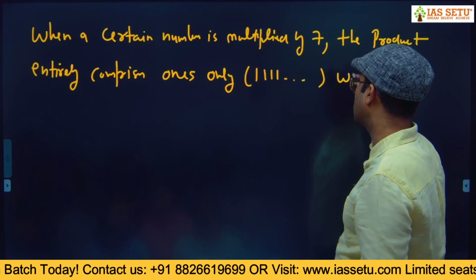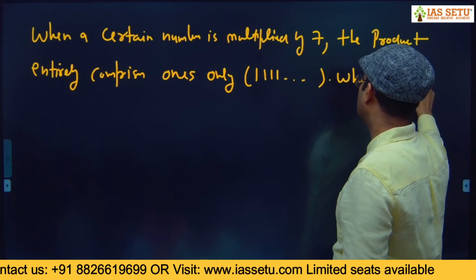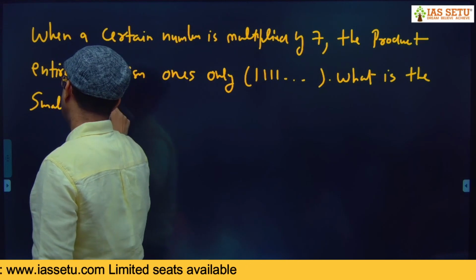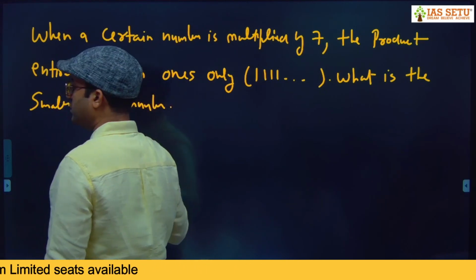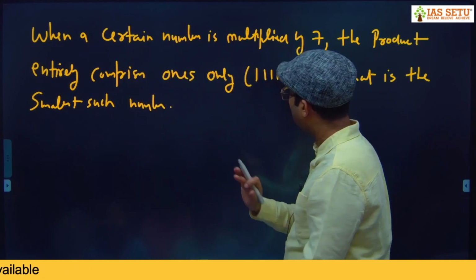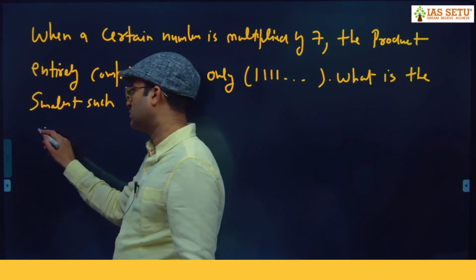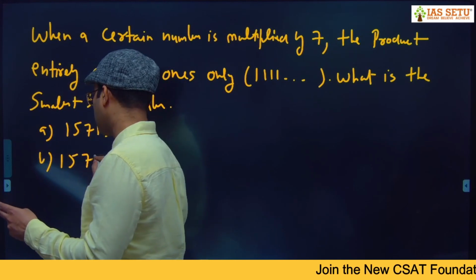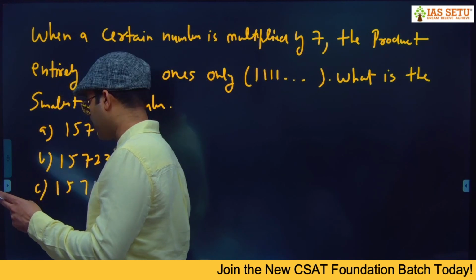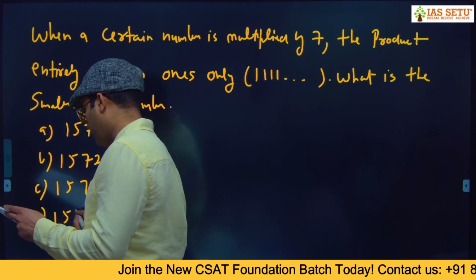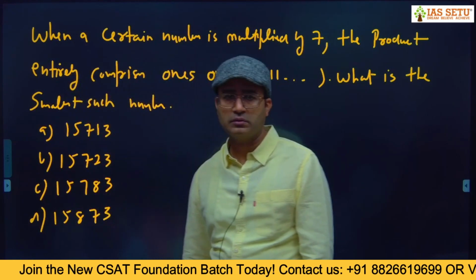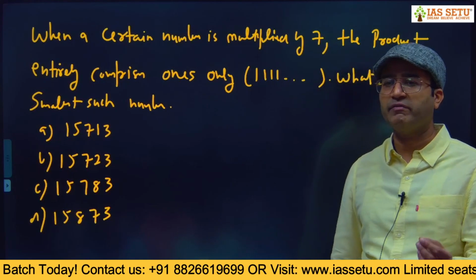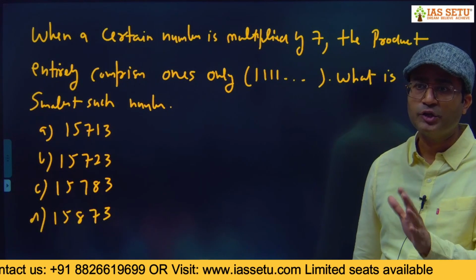What is the smallest such number? I tell you, whatever method for divisibility of 7 you learn from YouTube or anywhere else will not help. Answer options: 15713, 15723, 15783, 15873. The examiner tries his or her best to ask you a difficult thing, but since answer options are available, it becomes a very easy question if you can use them.